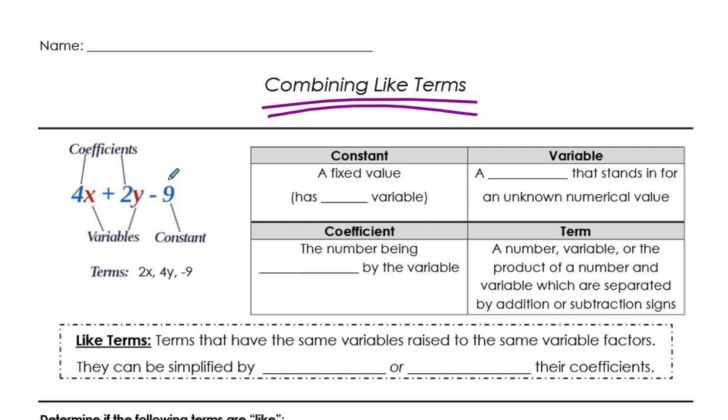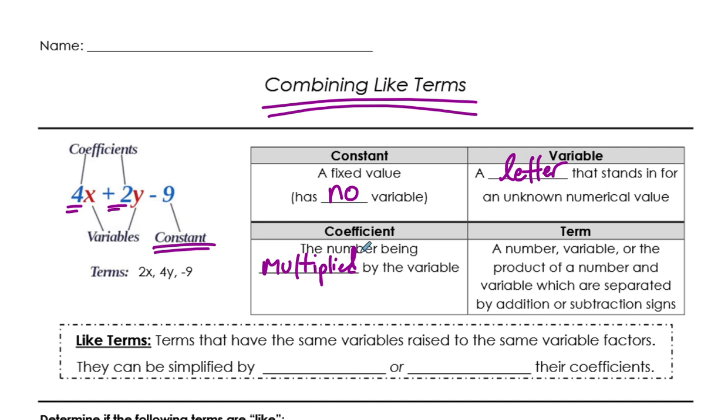A constant, this -9 at the end of this expression, is a fixed value with no variable. That has an x, that has a y, there is no variable on our constants. A variable is a letter that stands for an unknown numerical value. The coefficient is always attached to that variable, so 4x, 4 is the coefficient, 2y, that plus 2 or positive 2, that is our coefficient.